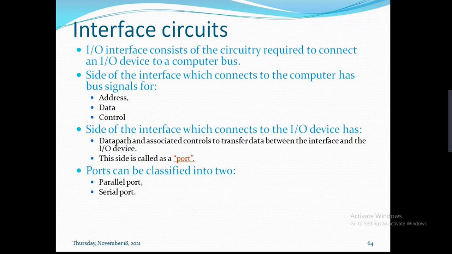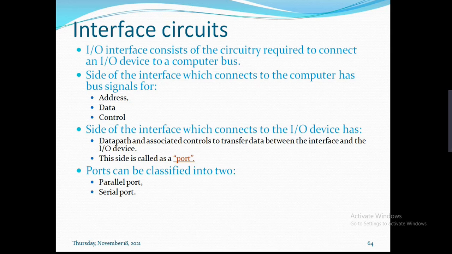The data can be transmitted in two ways. One is called parallel mode and the second one we call serial mode. So what is the meaning of parallel mode? It can send a group of bits parallelly between the bus and I/O device.